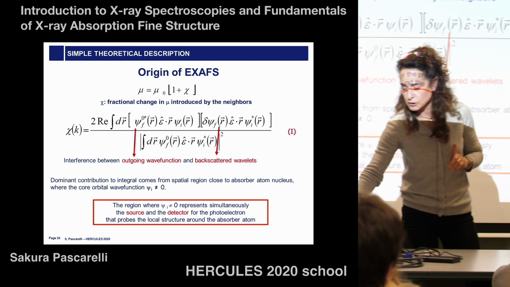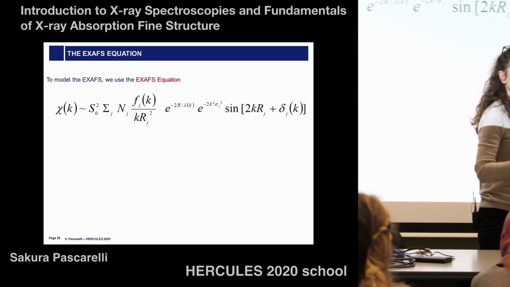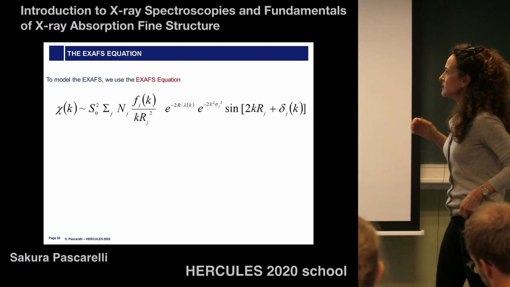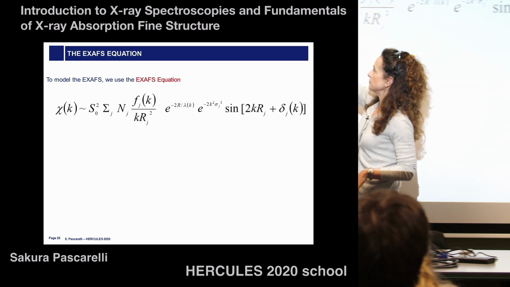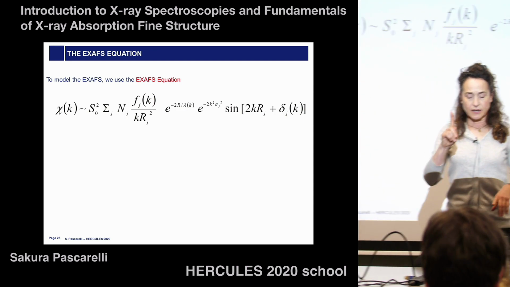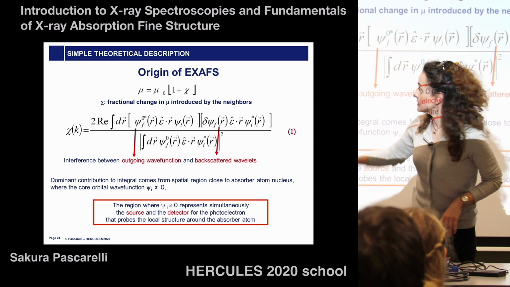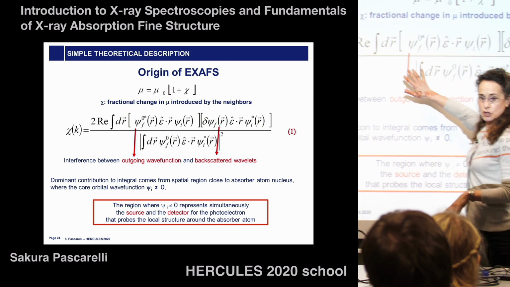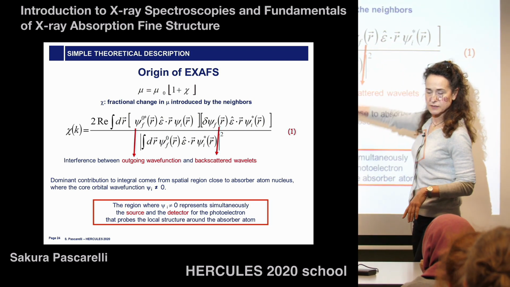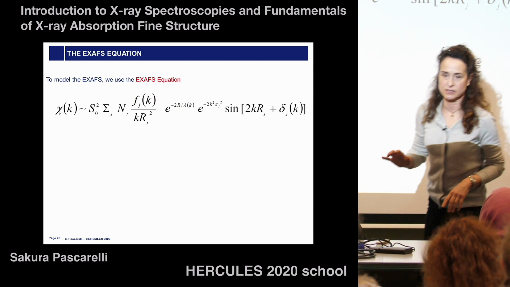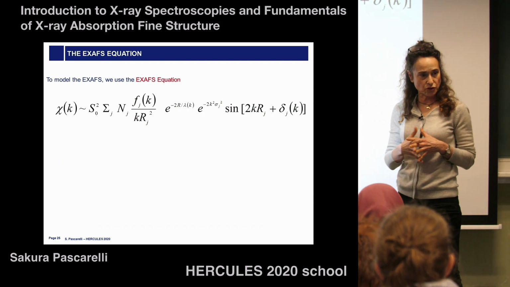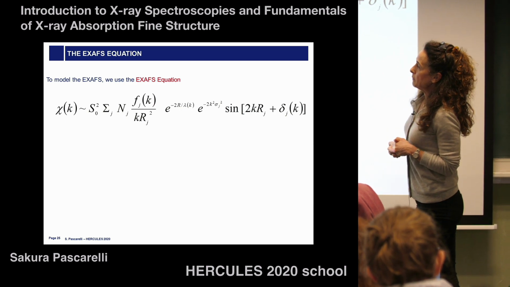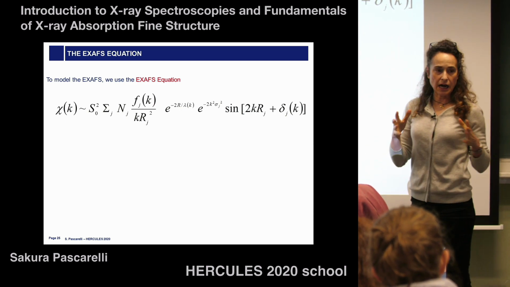The first thing is, those of you who have already done EXAFS have already seen this equation. So this is the most simple way to express the chi of k. Now look at this. This chi of k is the same as this, right? So we're going to go from this to this, okay? And I'm going to explain what this is. This is the model that we typically use to analyze our EXAFS.